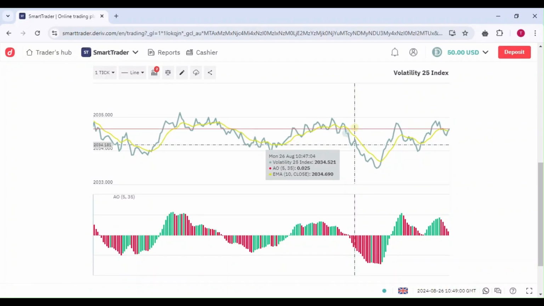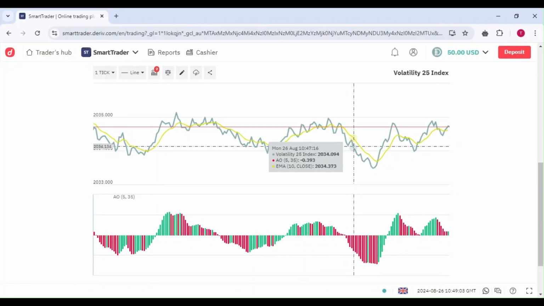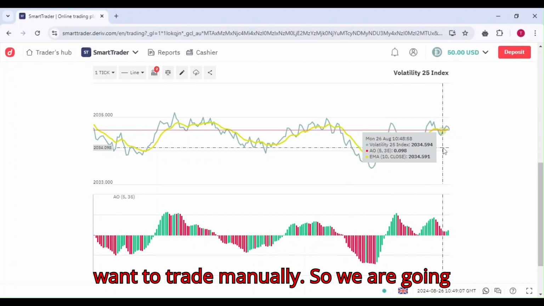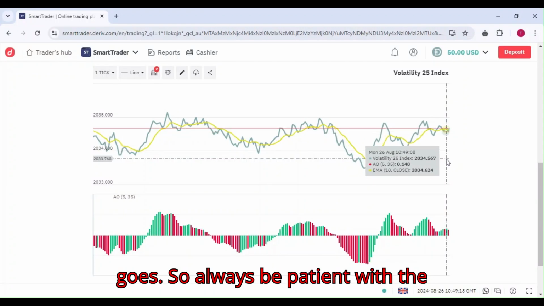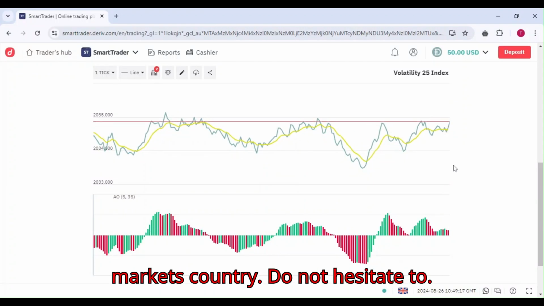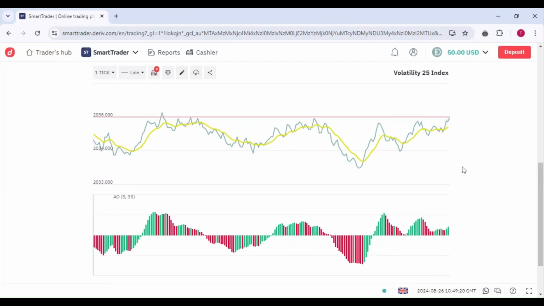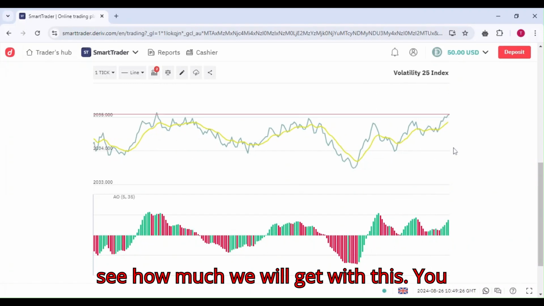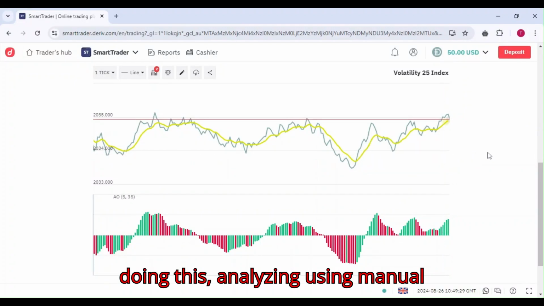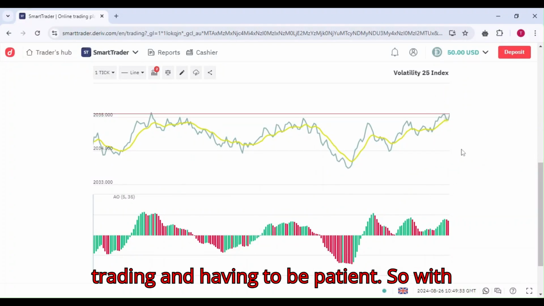That's the aim of trading this trade type, which is almost the best for beginners who want to trade manually. So we are going to wait for an entry and see how it goes. Always be patient with the markets. Do not hesitate to wait and get your entries. You will make something better from just analyzing using manual trading and being patient.